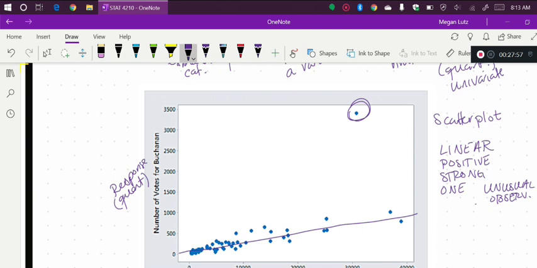And I'm going to say that this is a fairly strong association. And we're going to talk more about this next week. But what I mean is that all of the points are fairly close to my imaginary line that I drew. I don't have a lot of spread, so all my points are very closely clustered around that line.